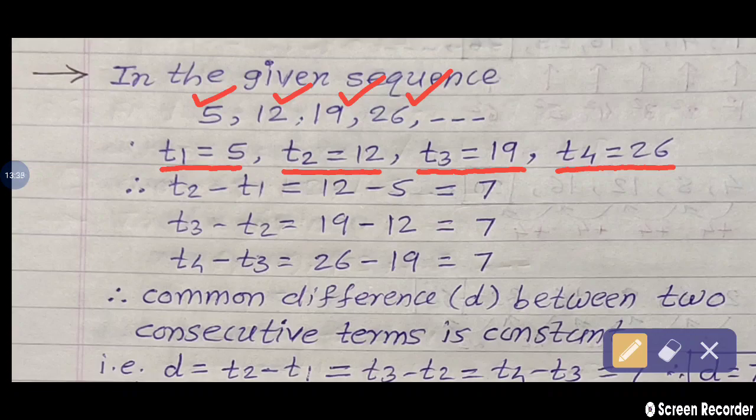Now, as per the definition of arithmetic progression, we find out whether the difference between two consecutive terms is the same or not. Therefore, we find the first difference, that is T2 minus T1. What is the difference between T1 and T2? The formula we use here is T2 minus T1. Second term is 12 and first term is 5. So 12 minus 5, we obtain 7 here.